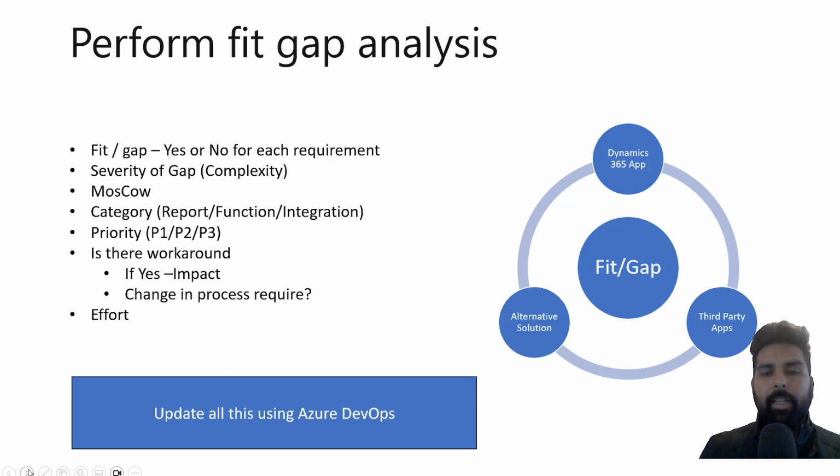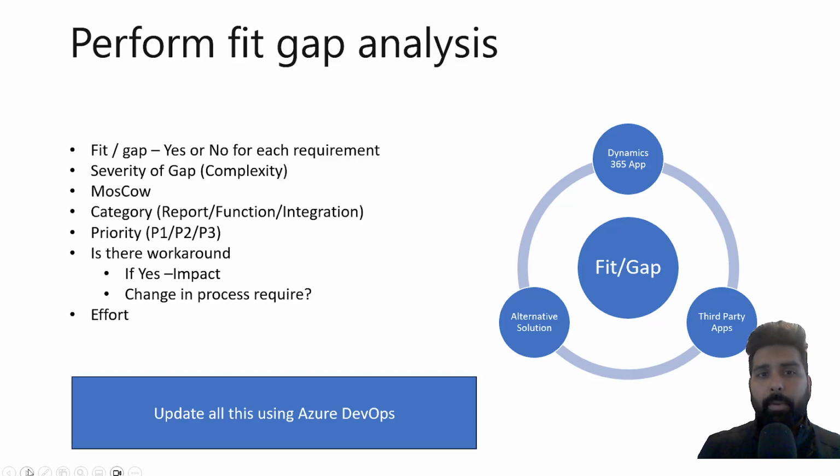If it is a gap, that means we need extra effort for implementing the solution. Then you do the prioritization of your gap. What is the priority of that gap? Along with the prioritization, if you have marked anything as a gap, you also need to evaluate whether there is a workaround available for it. If yes, then what is the impact? Will it require a change in the process? And last is the effort required to implement that particular gap.